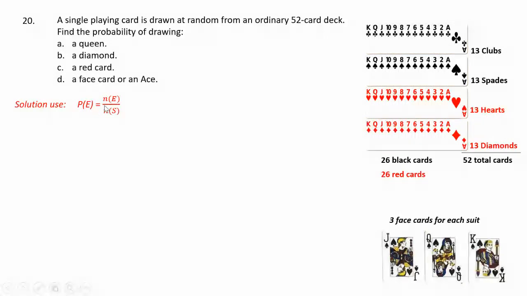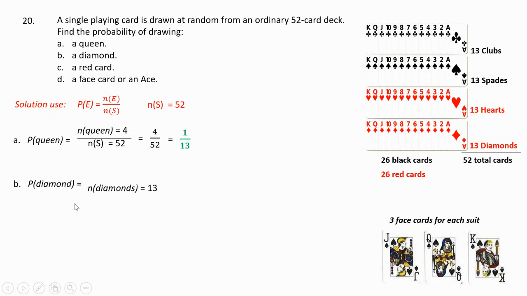The probability. This is a formula, guys, right? The probability of the event is equal to the number of the event over the number in the sample space. The sample space will always be 52, right? Because there's 52 playing cards. So here we go. Probability of a queen. How many queens are there, right? There's 4 queens because there's 1 queen for each suit. That's why it's 4 over 52. And we simplify, it's going to be 1 over 13.